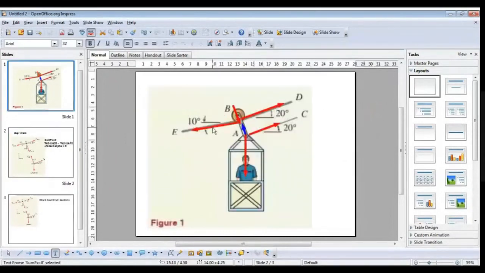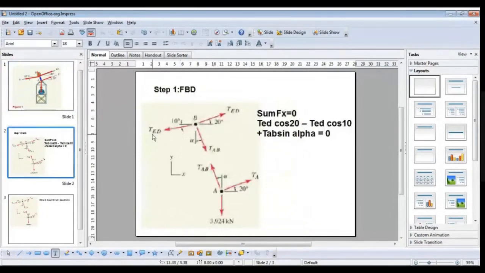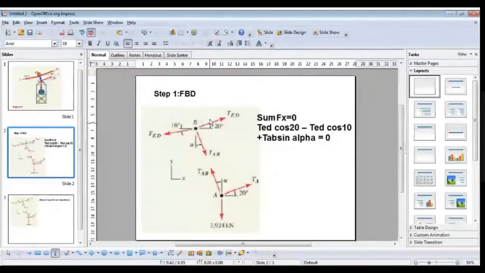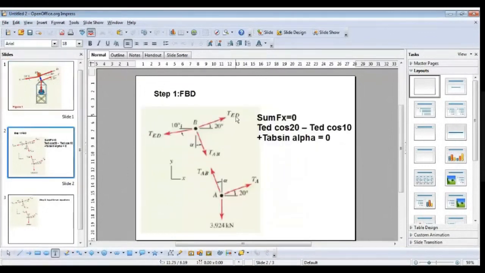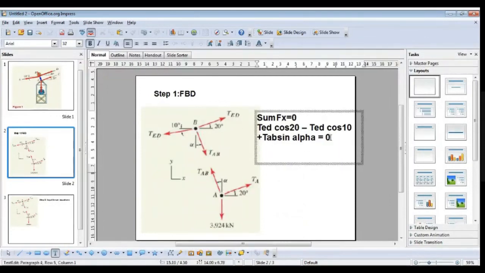Note down that since the cable parts BD and EB are the same cable, the forces in the part BE and the part BD will be the same. So that's why I am calling TED equals to TBE. I am calling TBE equals to TBD. So the forces are the same in both parts of the cable, and that's why I'm denoting both the forces with the same label.